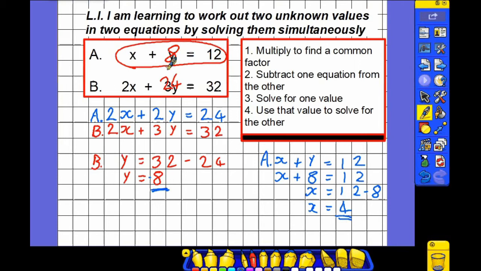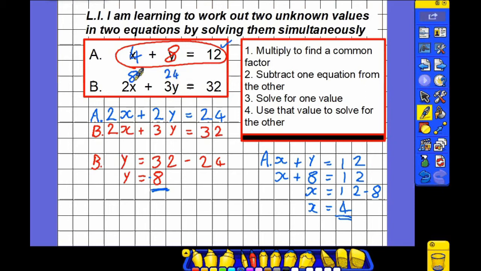So we know that y equaled 8. If we put 4 in here, does 4 plus 8 equal 12? Well, yes, it does, so that's correct. In this case, we have 2x, so that should be 2 times 4, well, that's 8. And we have 3 times y, so 3 times 8, that's 24.